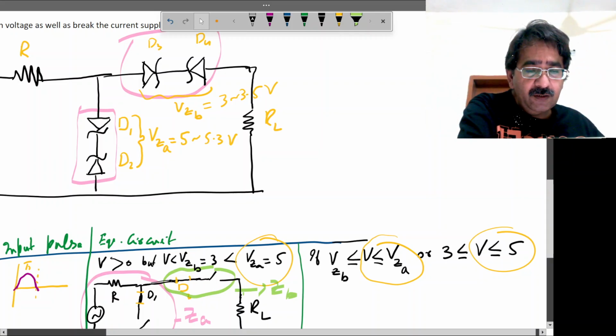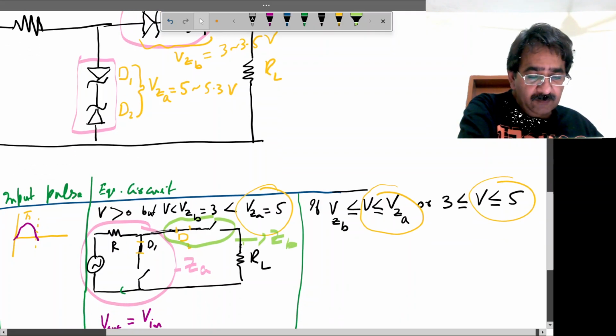So for D4, D4 will be activated and current will pass through this. In this case, the first part will remain the same because V is less than VZA. But now it is greater than VZB, which is 3. So the B diode will also be activated and it will allow the current to pass.